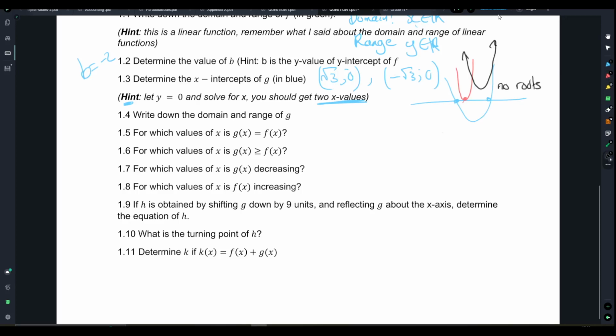So I've deliberately added this: for which values of x is g of x equal to f of x. Number one, they like to ask these questions. Number two, here you're going to practice equations as well. And number three, these questions have marks. Okay, so they are saying, for which values of x is g of x equal to f of x.